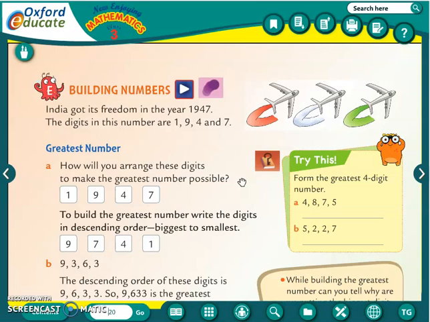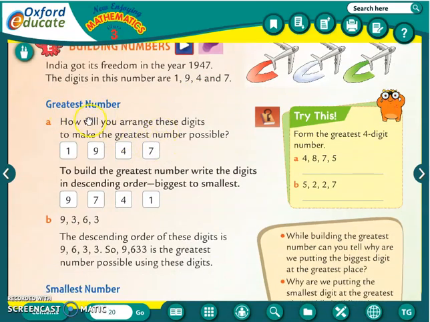Now what is building numbers? Here we will see India got its freedom in the year 1947. The digits in this number are 1, 9, 4 and 7. Now, greatest number. How will you arrange these digits to make the greatest number possible?